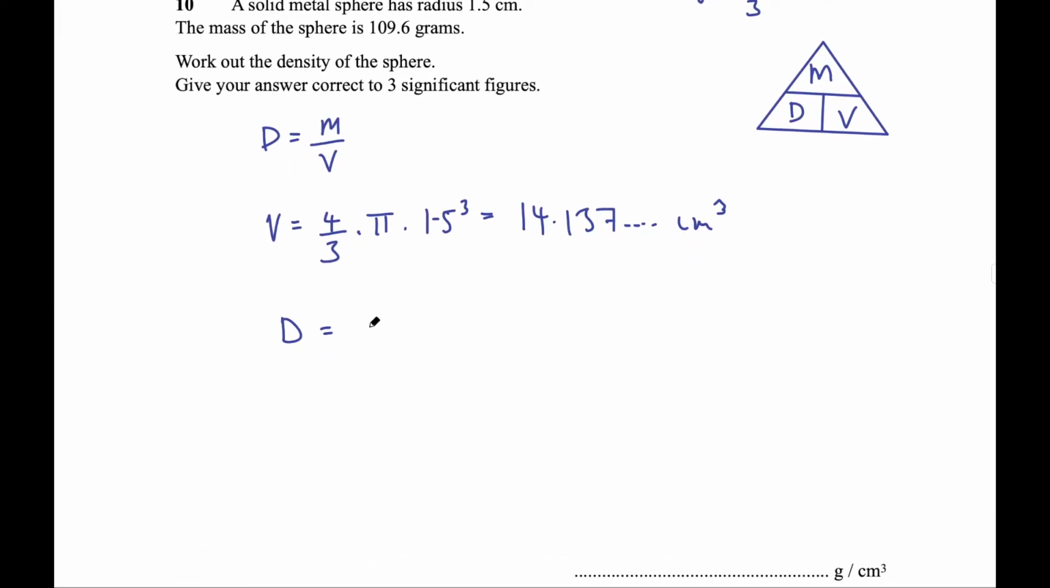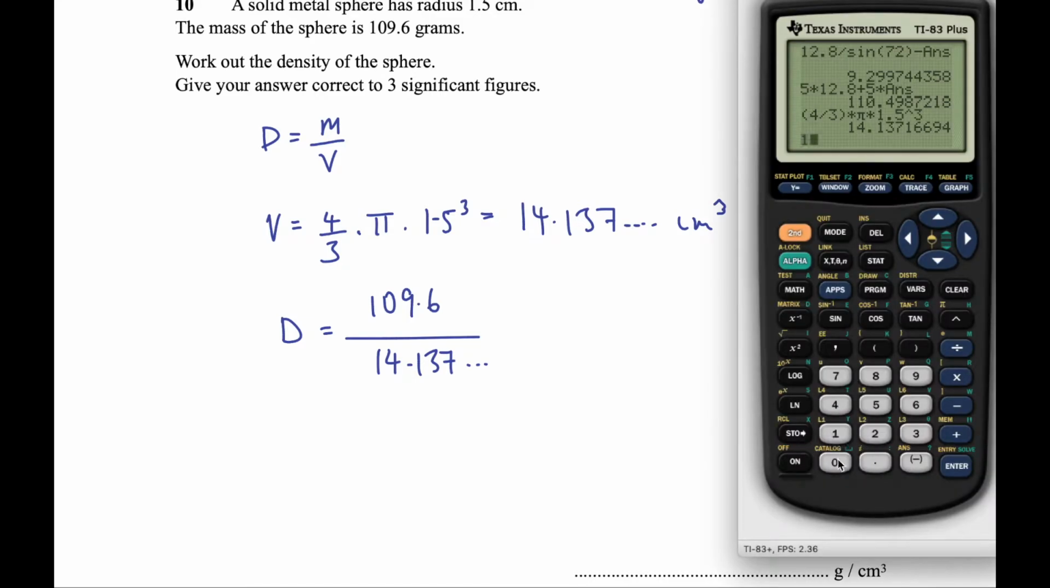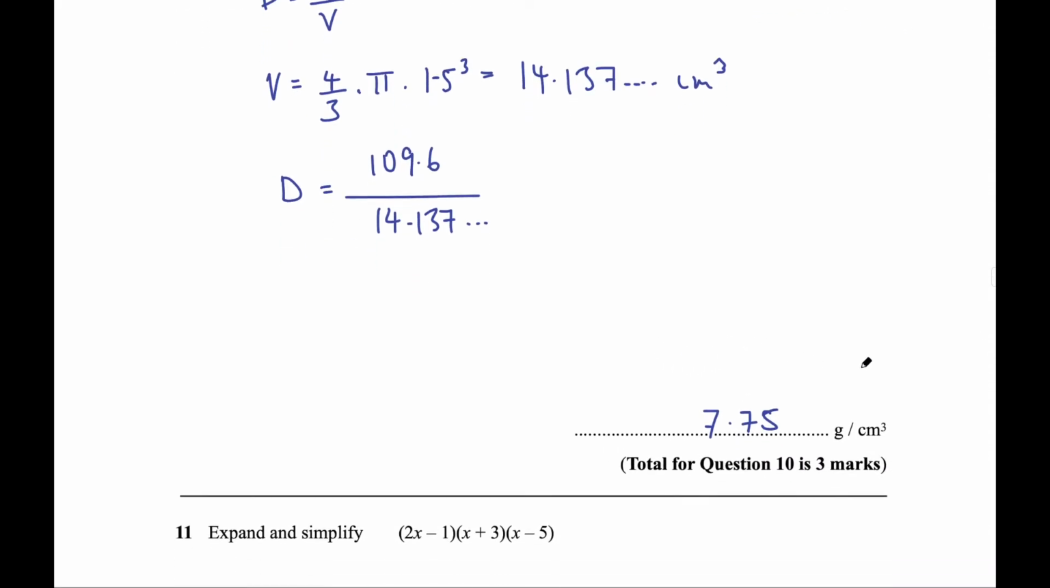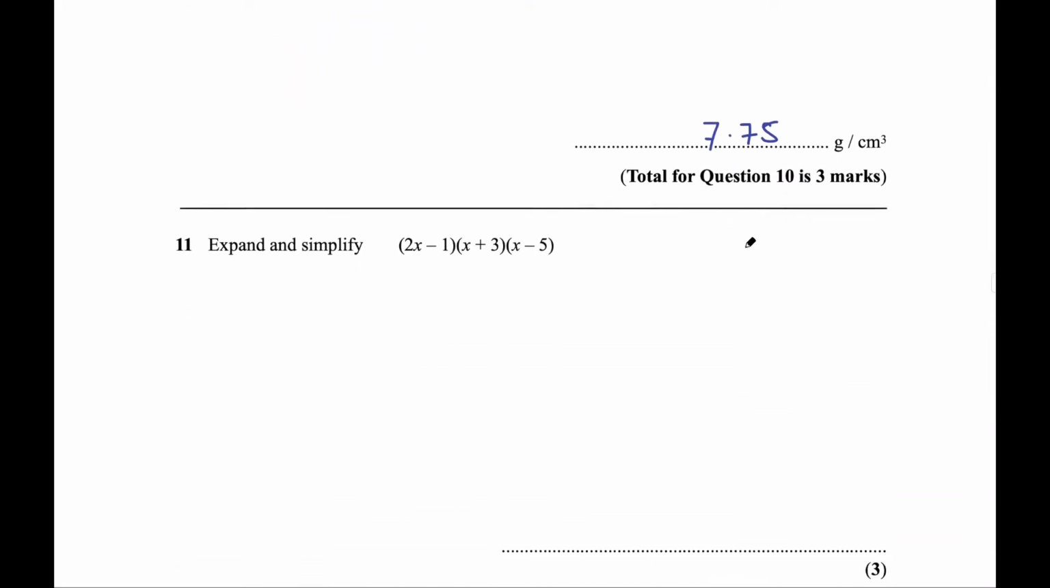We just need to do 109.6 divided by the volume, and that should give us the density. So let's put that into the calculator. 109.6 divided by our previous answer, 7.7526, rounded to 3 significant figures. Look at that 4th significant figure. Is it less than 5? Yes, it is. So we would leave that as 7.75. Okay, so 7.75 to 3 significant figures there. Question 10 for 3 marks.